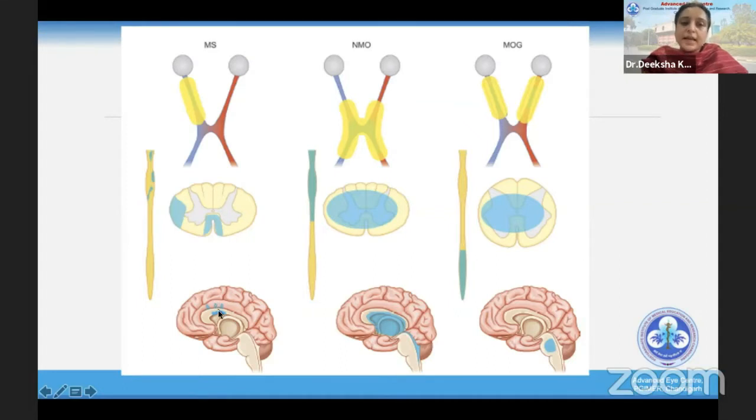In the brain, the MS lesions are typically located close to the callososeptal junction. They are ovoid and perpendicularly radiating. NMO lesions are also periventricular, but very closely associated, and they are extensive. MOG lesions can involve the brainstem.